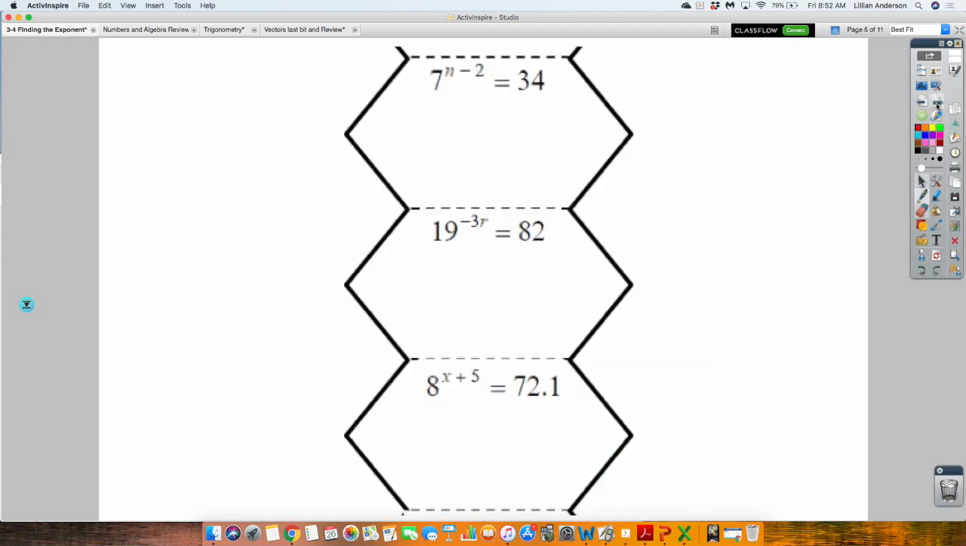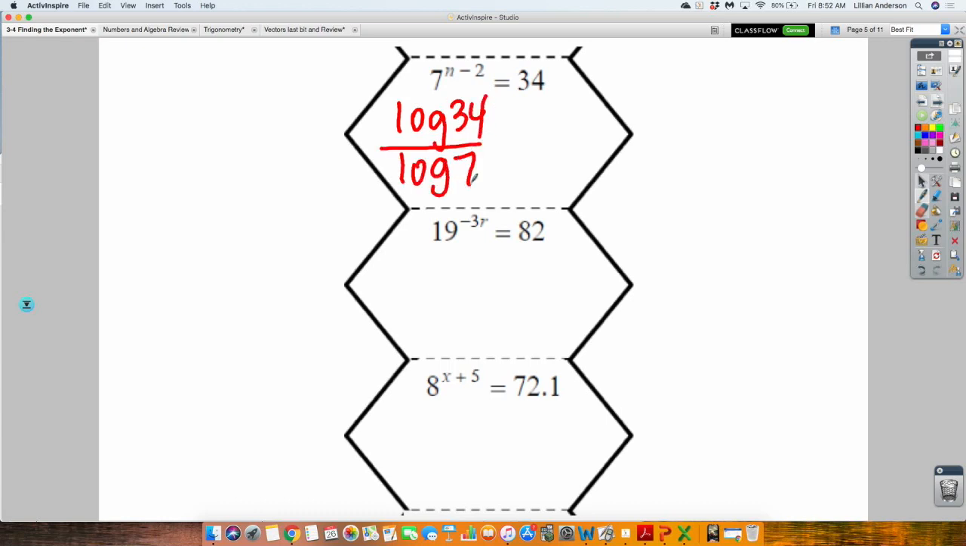All right, for the next examples, as you can see, these are a little bit different, and that is because we have just more up in the exponent. But we'll still treat it the same way. We're going to do log of our answer divided by the log of our base, and that's going to equal n minus 2. That's going to equal our exponent.